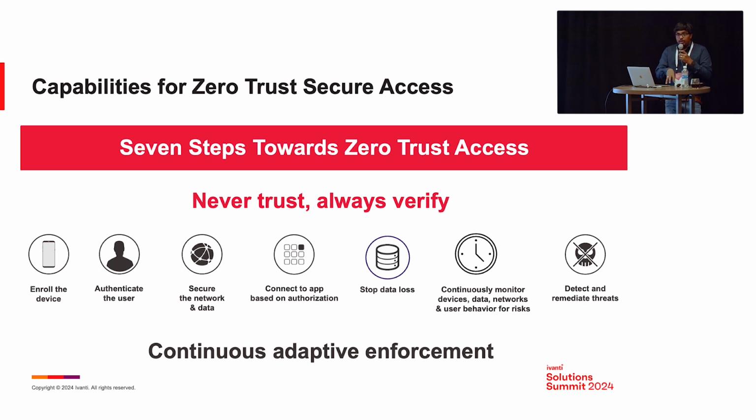As I already mentioned, it is built on the principle of never trust, always verify, and continuous adaptive enforcement is key to making sure that your zero trust policies are built in a way that you're only giving access, and you can take out the access the moment you see any anomaly happening in your network. So, again, the points are simple, right?